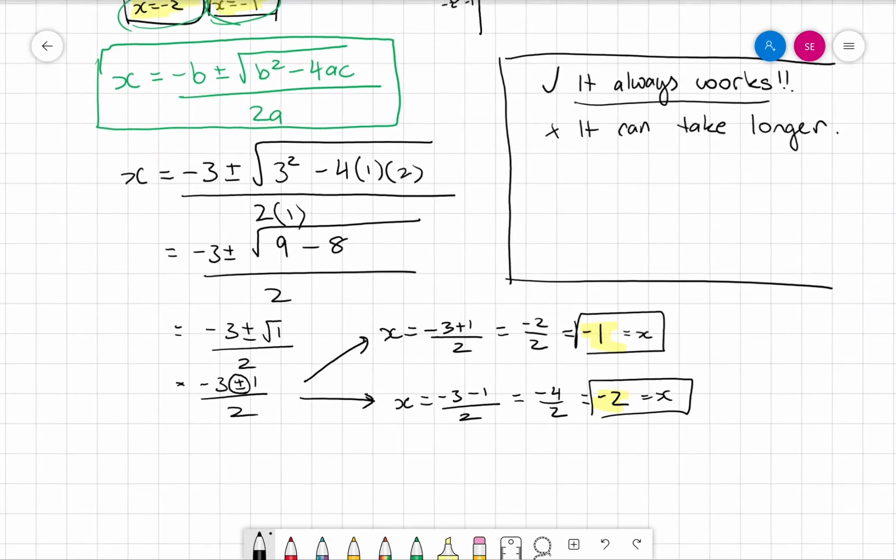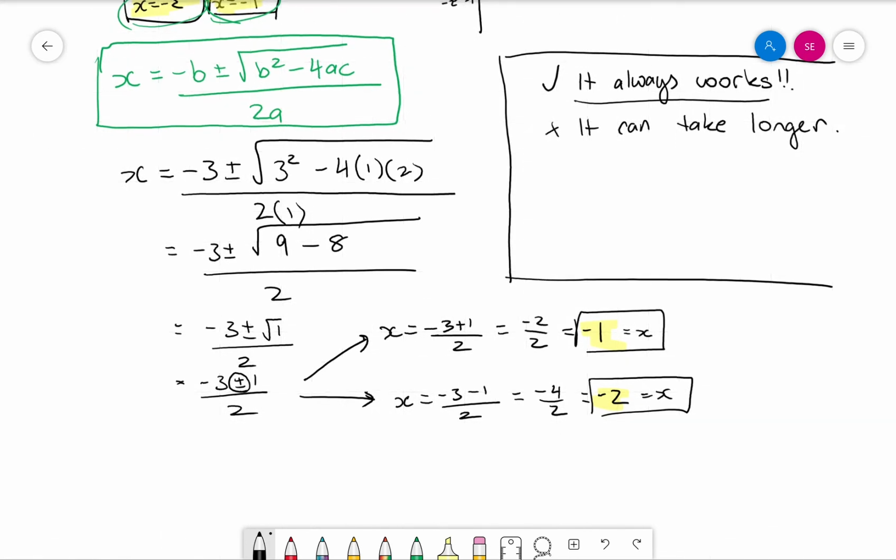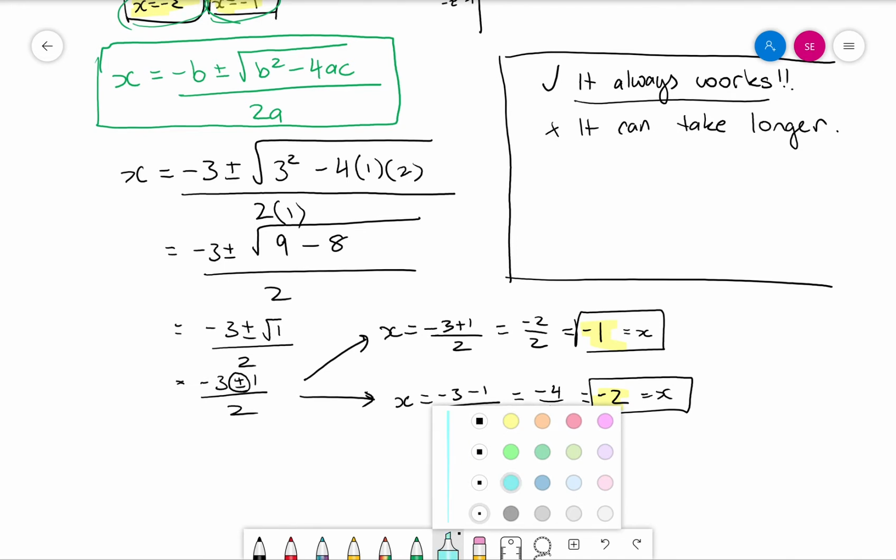Now, something to note: even though it always works, sometimes quadratic equations don't have solutions.